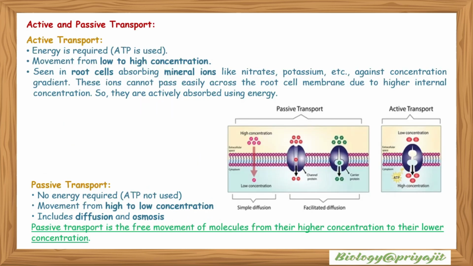Now we study active transport and passive transport. Active transport is basically the process where ATP is required and movement occurs from low to high concentration. It is seen in root cells absorbing mineral ions like nitrates, potassium, etc. against the concentration gradient. These ions cannot pass easily across the cell membrane due to higher internal concentration, so they are actively absorbed using energy. Passive transport: no energy is required, ATP is not used, and movement from high to low concentration occurs. It includes diffusion and osmosis. Passive transport is the free movement of molecules from their higher concentration to their lower concentration.